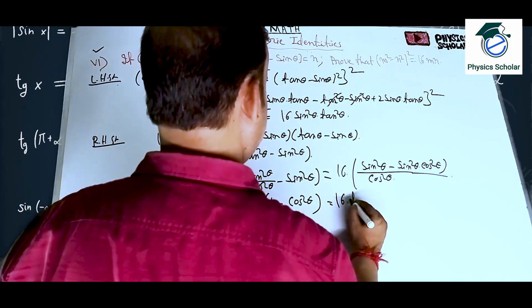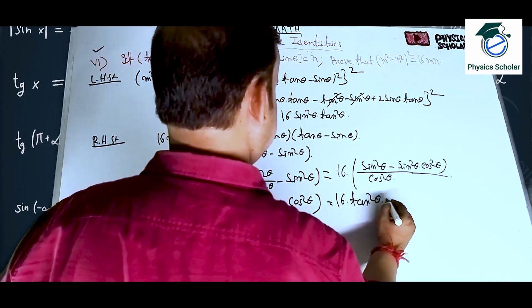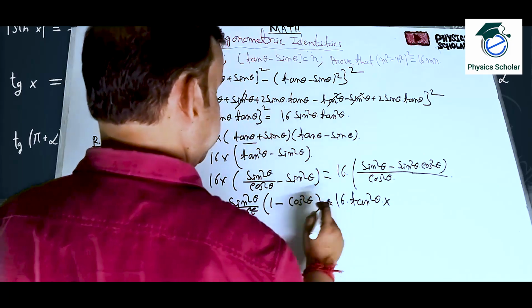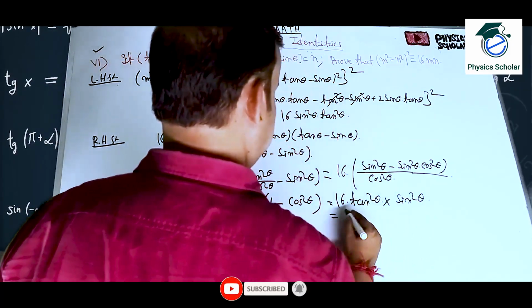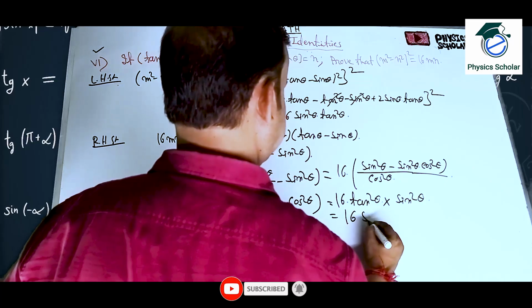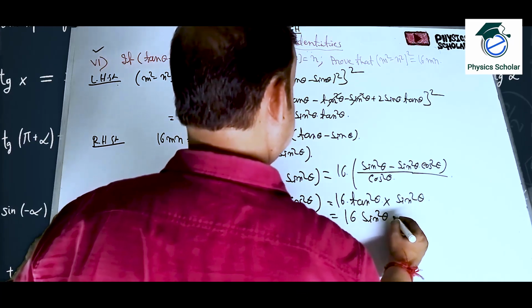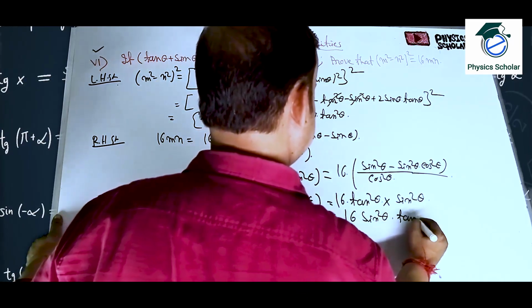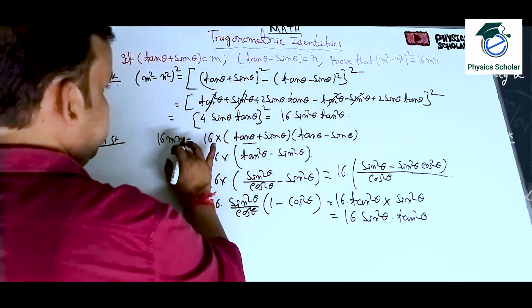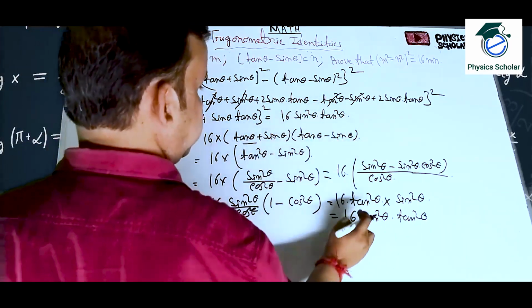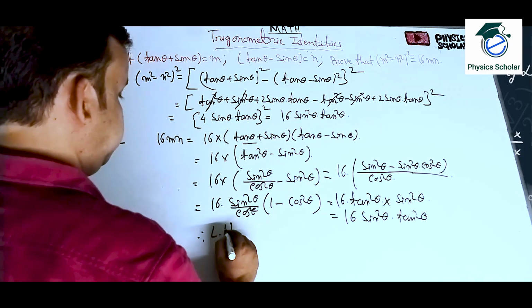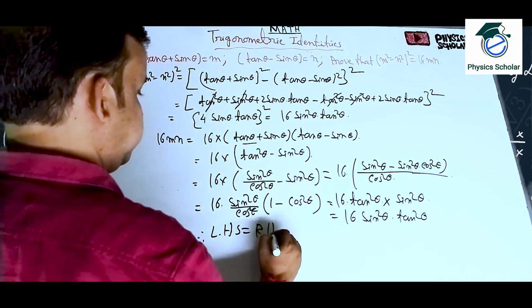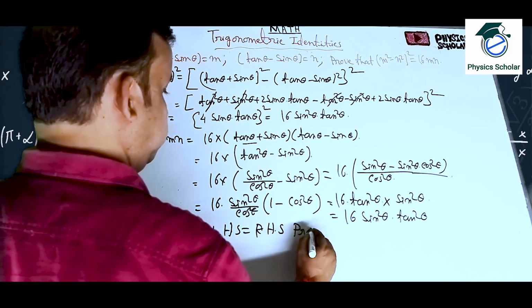So 16 into tan square theta into what? 1 minus cos square theta means what? Sin square theta. Clear? So 16 sin square theta into tan square theta. So see here, left hand side 16 sin square theta tan square theta, here also 16 sin square theta tan square theta. So what can we write? Left hand side is equal to right hand side. Very important sum. Proved. Clear?